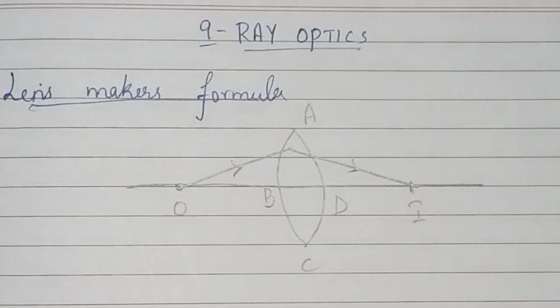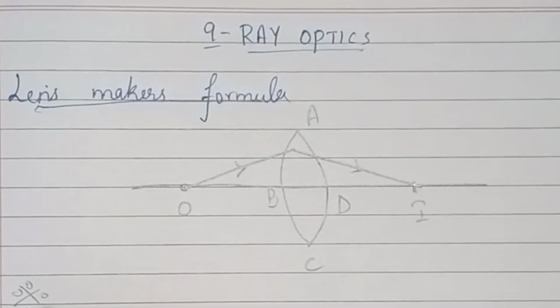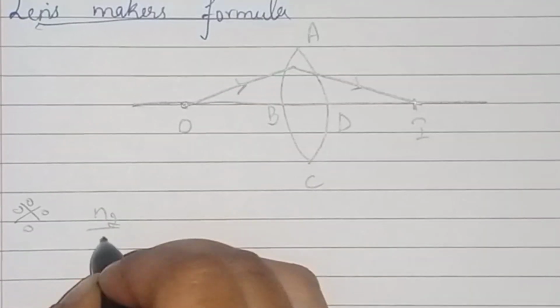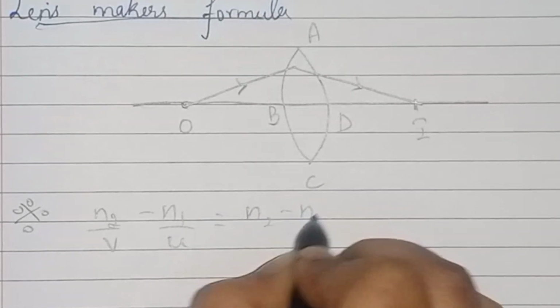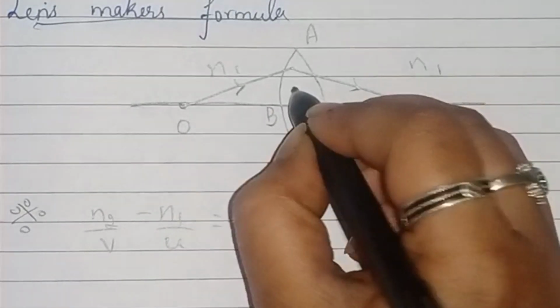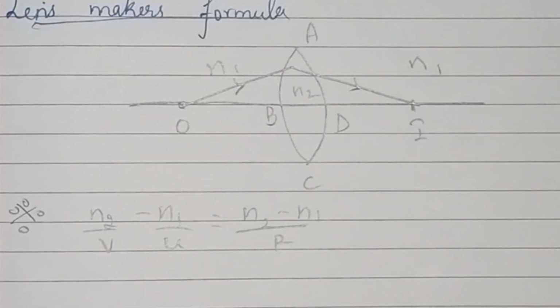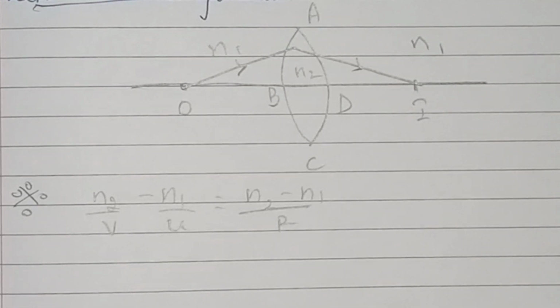Okay, so this is the rough diagram, and the very important formula we have to remember for the derivation is n2 by v minus n1 by u is equal to n2 minus n1 by r. So this is n1, this is also n1, this is n2. This is the important formula we're going to remember for this. So let's start the derivation.